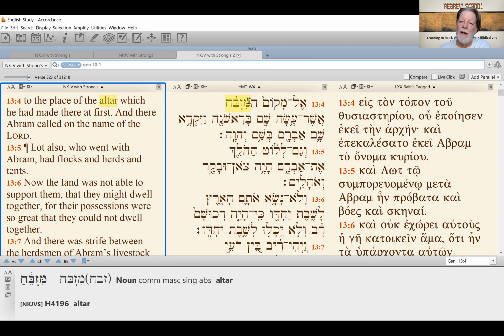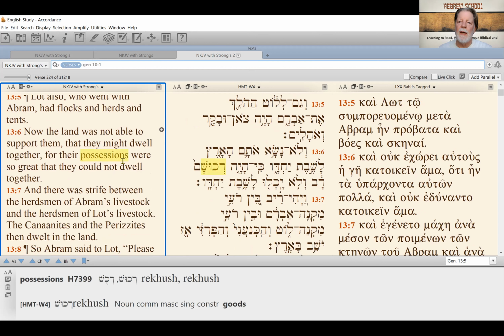El Makom HaMizbeach Asher Asa Sham Berishonah, Vayikra Sham Avram Bashem Yahweh. So to the place of the altar, Mizbeach is an altar, which Abraham made, Sham there, Berishonah at the beginning. Tehillah, I believe in the last verse, was a synonym for at the beginning, or the first one that he made. Vayikra, he called. This root word, kara, is where we get the kere. We talked about the ketiv and the kere, that which is written and that which is spoken. So this is the root of the kere. He called there, Avram, Bashem, in the name of Adonai, or obviously Yahweh.